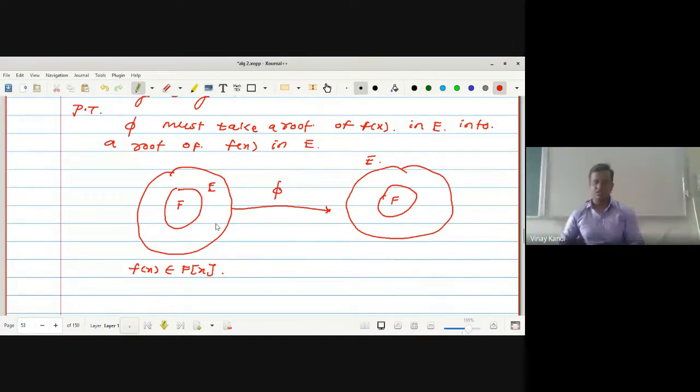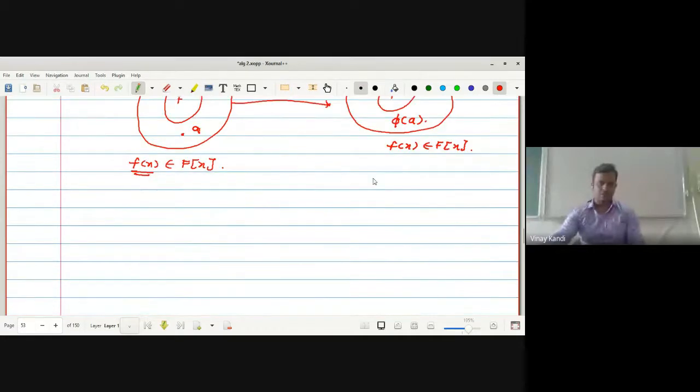What is the meaning of this sentence? Suppose this A is the root of f of x. Then we have to show that this phi of A is also a root of f of x. Phi must take a root of f of x in E into a root of f of x in E. That means if A is the root of f of x, we have to show that phi of A must be a root of f of x. A root maps to a root. Now look at the solution.